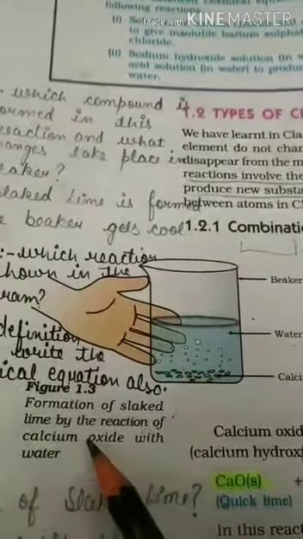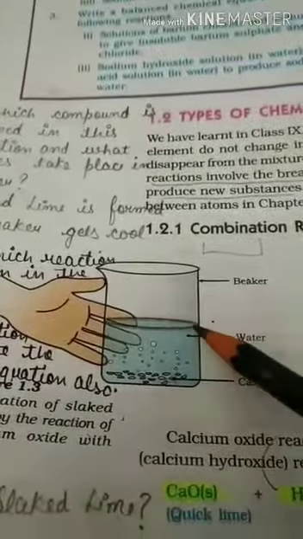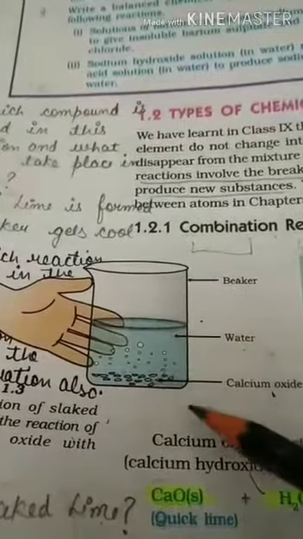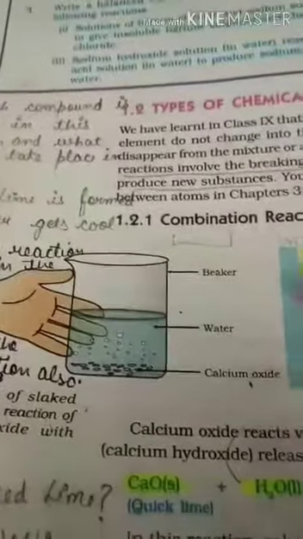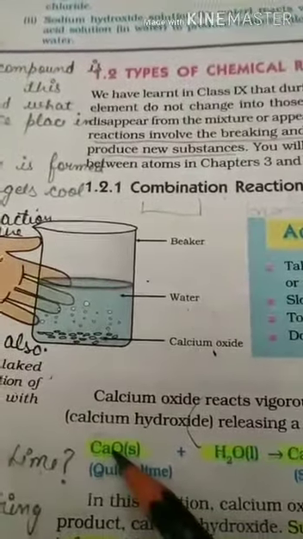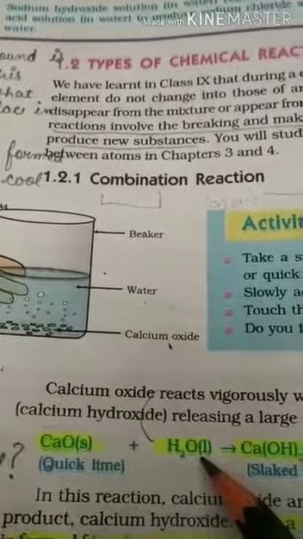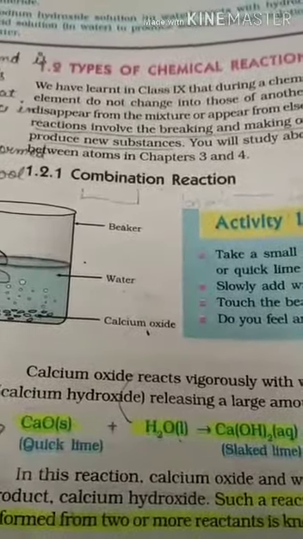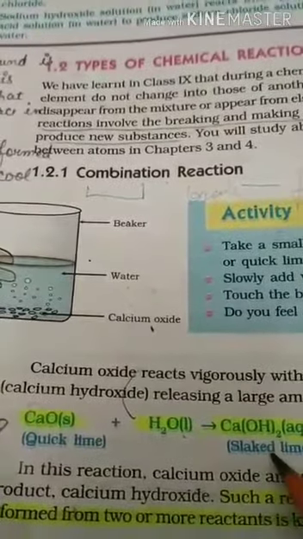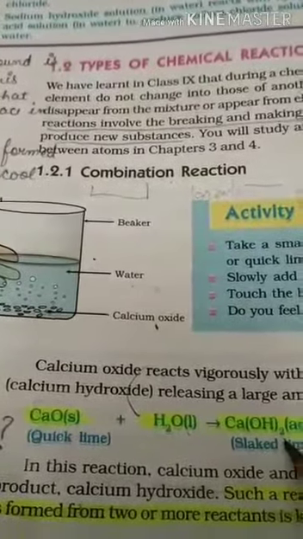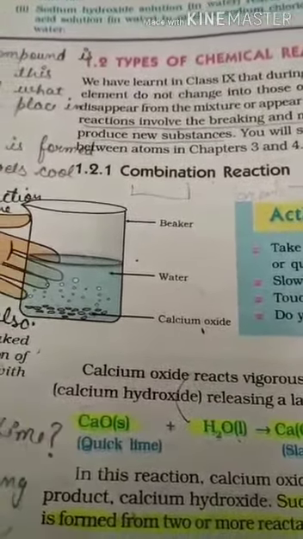Formation of slaked lime by a reaction of calcium oxide with water. This is a beaker. The beaker contains water and some calcium oxide. When calcium oxide reacts with water, that produces slaked lime. In this reaction, there are two reactants and the product is a single product. So such a reaction is called a combination reaction.